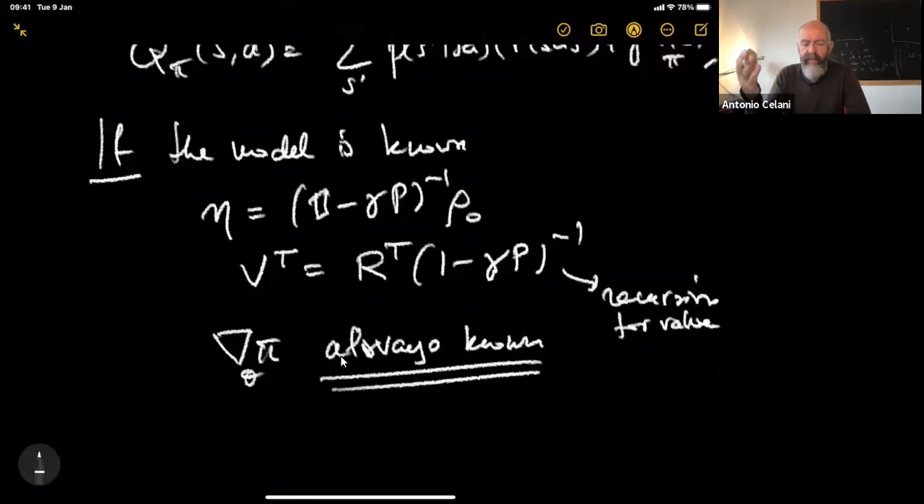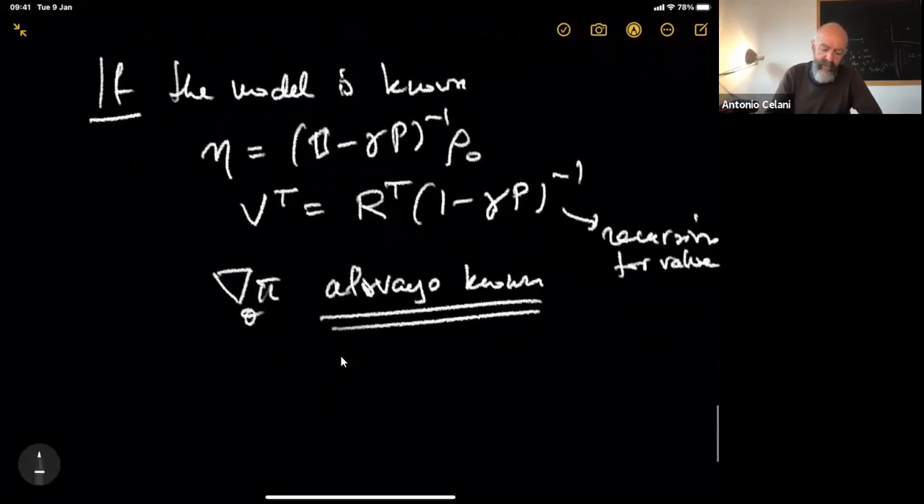But we are not happy with that because we want to do this in the model-free case. So how do we do this?